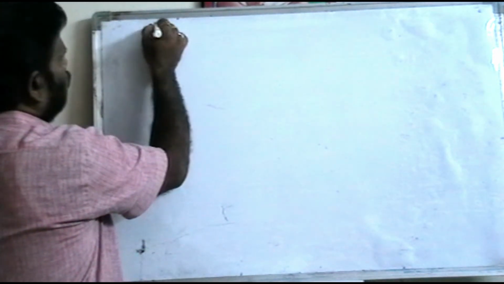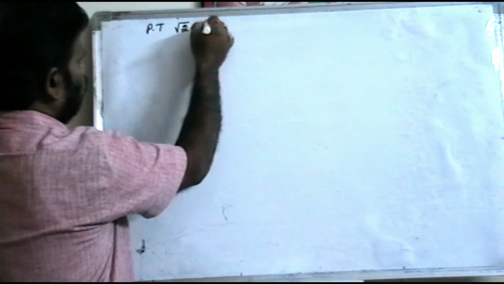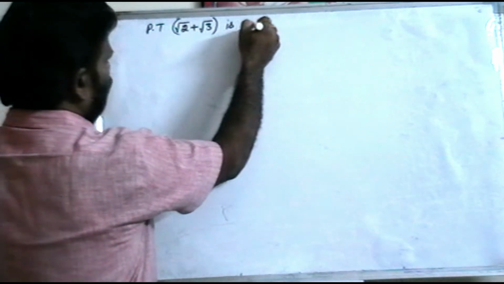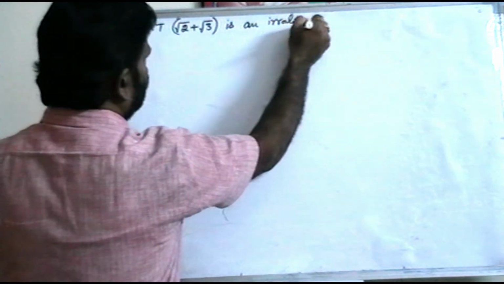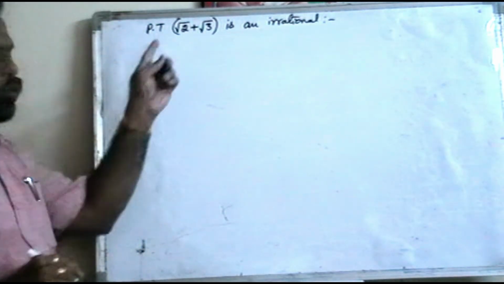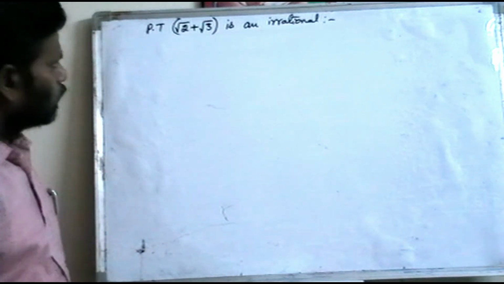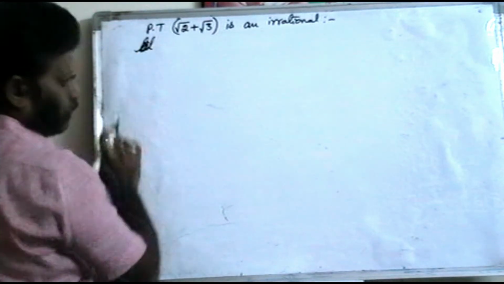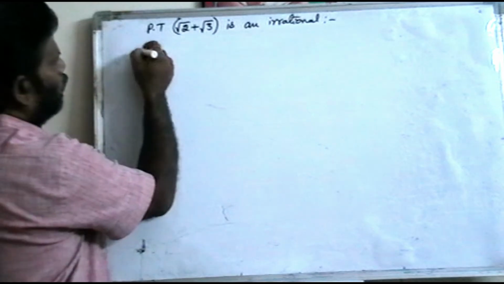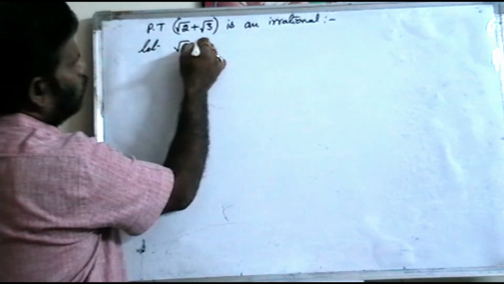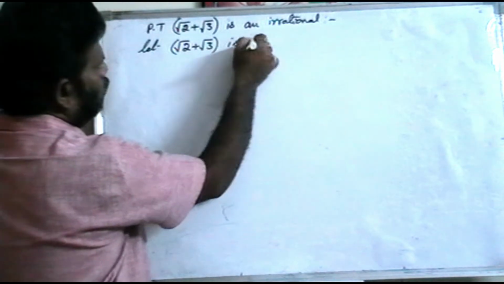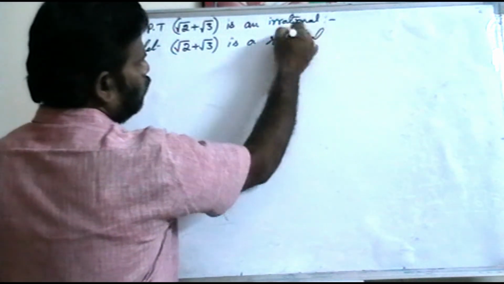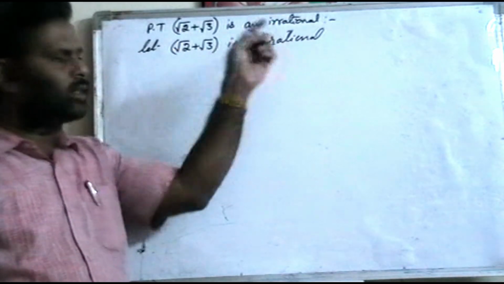Right. Now one more example: prove that root 2 plus root 3 is an irrational number. Again, it is also the same indirect proof only. So let us assume that root 2 plus root 3 is rational.